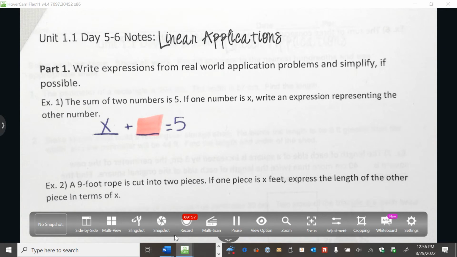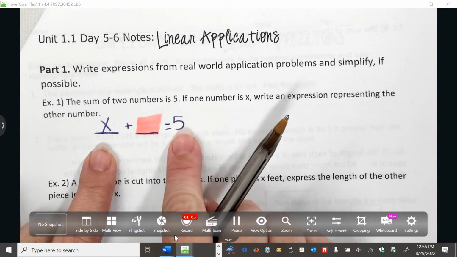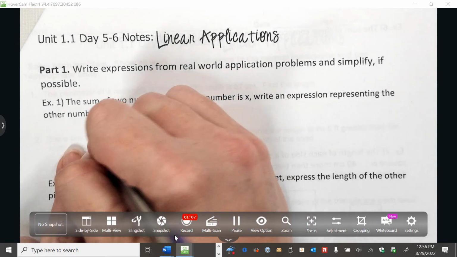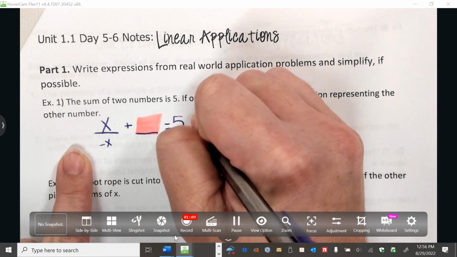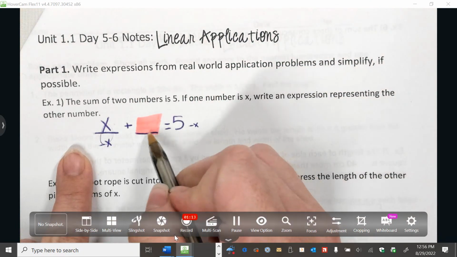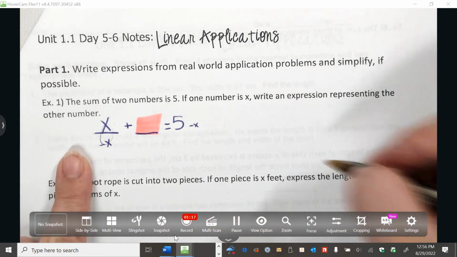Either the x or the 5. The x, because the 5 is already by itself. We want to get this highlighted spot all alone. So I could do minus x. This would zero out, yes? And now I get my highlighted spot equals what? 5 minus x.